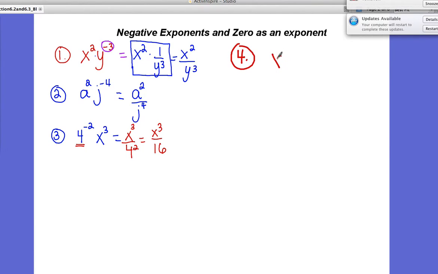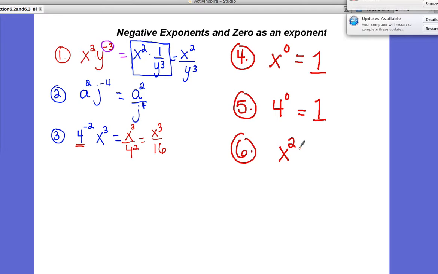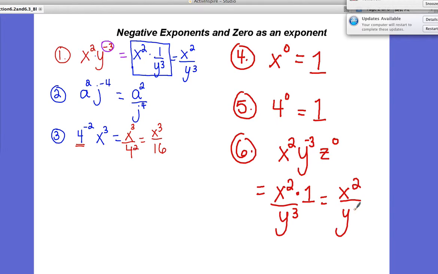When you have 0 as an exponent, the entire term becomes 1. I can raise anything to the 0 power and it equals 1. So if I have a situation like this, the long way would be to show x squared, that y cubed would go in the denominator, that z to the 0 would become a 1. So my final answer is x squared over y cubed.